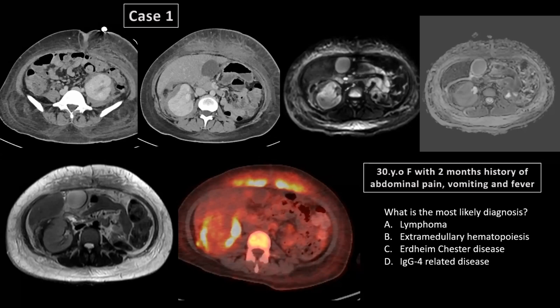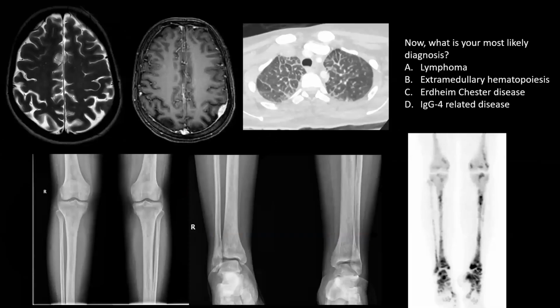IgG4 related disease is also within the differential. However, I cannot see the biliary or pancreatic involvement. So we're remaining with Erdheim-Chester disease, and we didn't talk about it yet. So in this patient, we reviewed the patient's other imaging, and we saw the other imaging of the patient. The patient had skeletal lesions and brain and chest imaging findings. Now, I will run the poll again to see if you have changed your mind about this question, and I will see your final diagnosis.